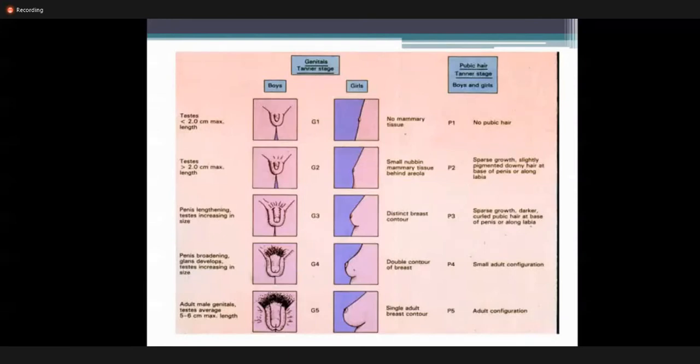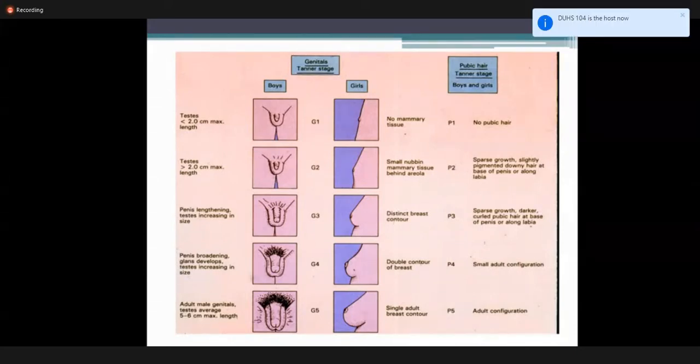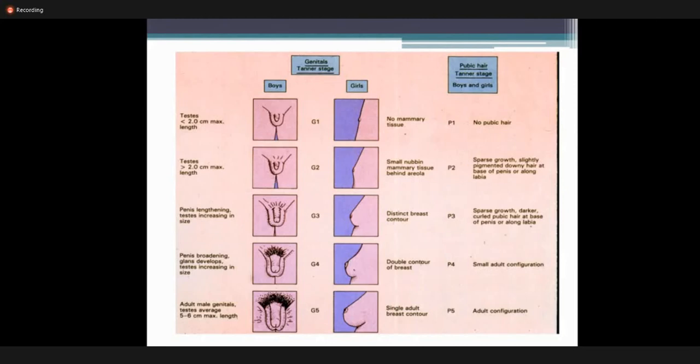Then, with the secondary sexual characteristics, as the pubic and the axillary hairs grow, there is change in the genitalia also. That is, the genitals start to grow. You can see in this pictorial diagram, in males, how the genital organs grow, and see how the breast development occurs and the pubic hairs grow in a female.